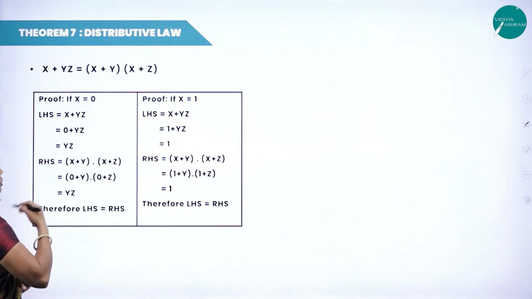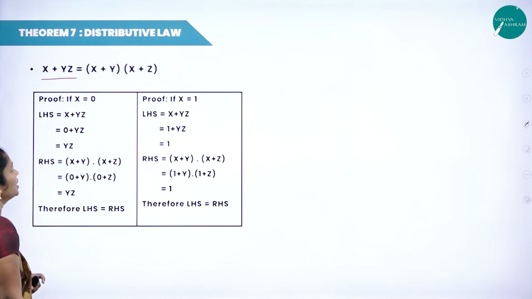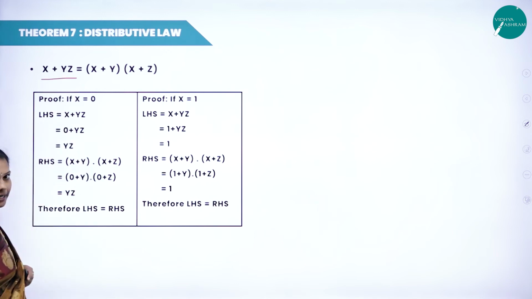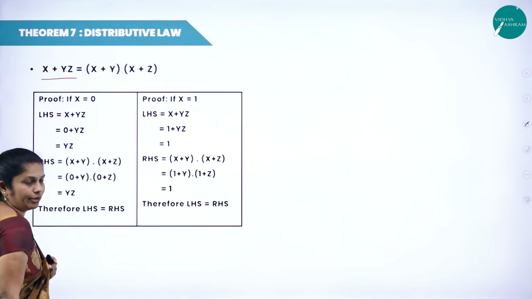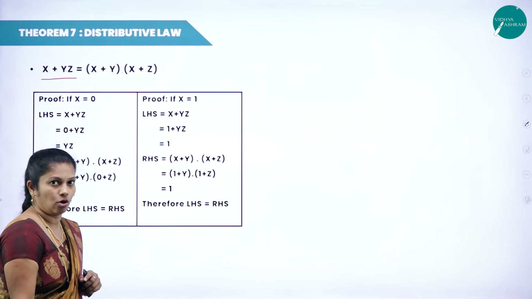Next, we will move on to the next distributive law. The next distributive law states that x plus yz is the same as x plus y into x plus z. See, here in between we have the dot operator. Then how will we distribute x plus y? Here we are going to get the dot operator, then x plus z. This is the second distributive law.